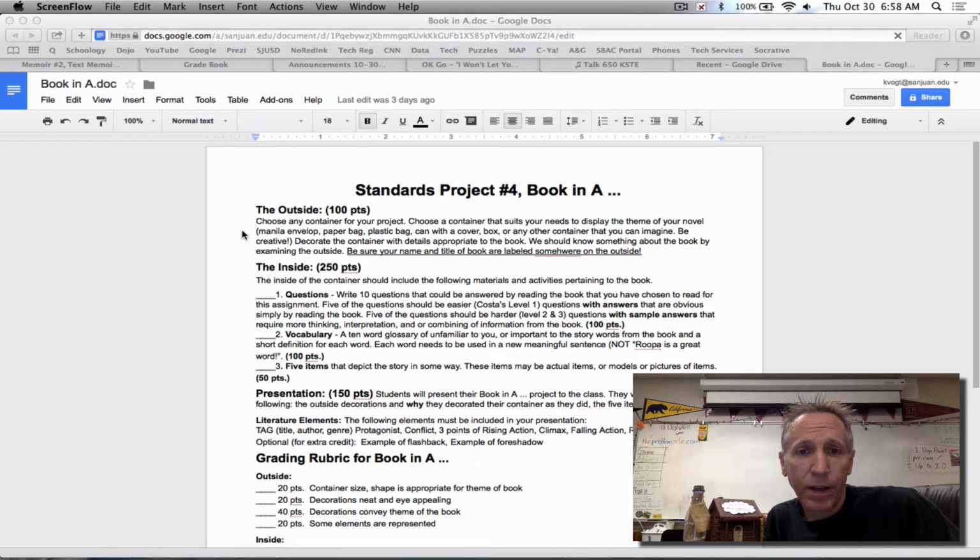The outside of your container, here's 3 examples here. They need to reflect somehow the theme of your novel, whether it's something to do with the character, what they go through, the setting, the plot, or the overall theme. Anything like that is just fine. So you see some examples: manila envelope, paper bag, plastic bag. If you have to use a shoebox, go ahead, but really decorate it on the outside so that it represents some parts of your book.